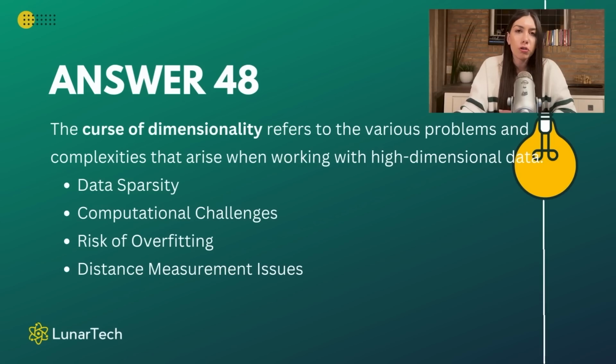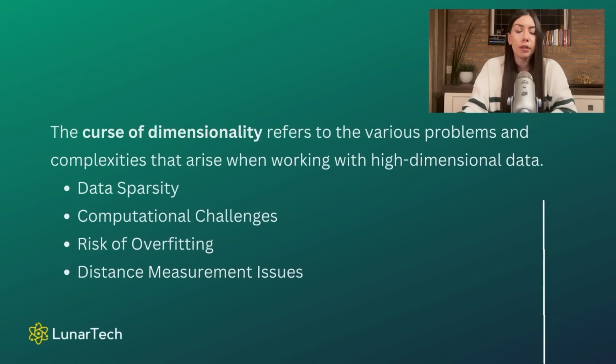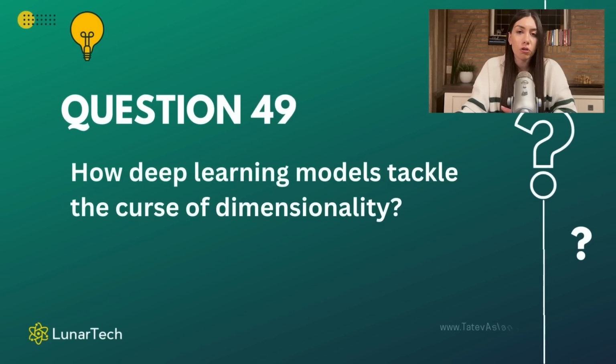So we have a curse on our ML or AI model when we have high dimensions and when we want to compute the distance between pairs of observations. This can introduce data sparsity, computational challenges, and a risk of overfitting for our problem. The model becomes less generalizable. It also becomes a problem in terms of picking a distance measure that can handle the high dimension of our data. How do deep learning models tackle the curse of dimensionality?